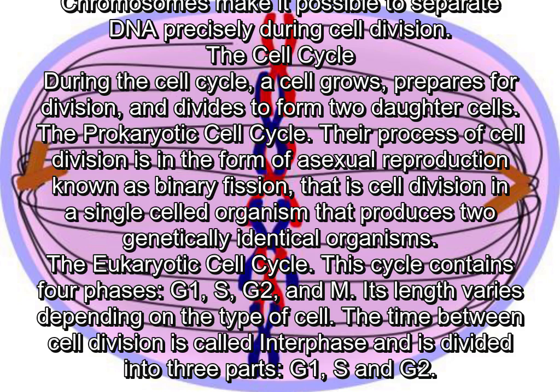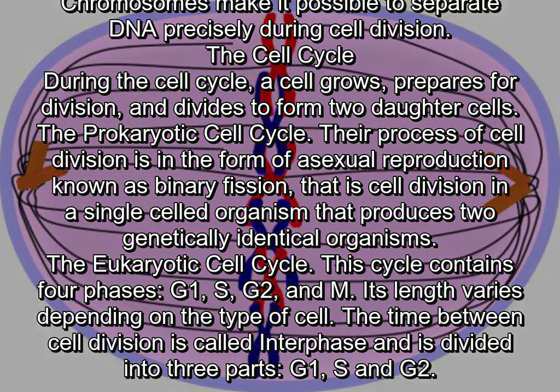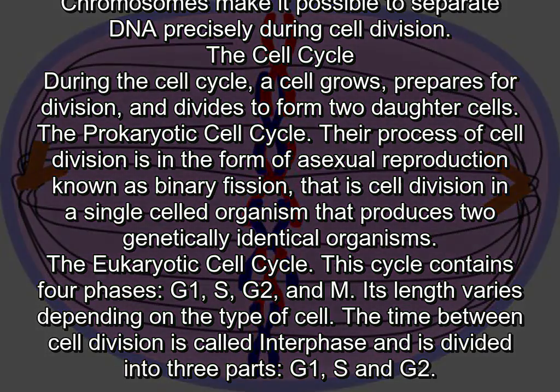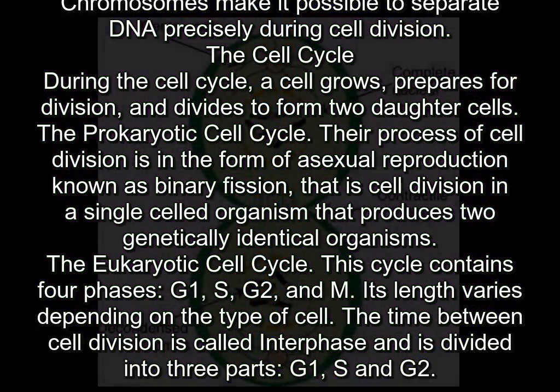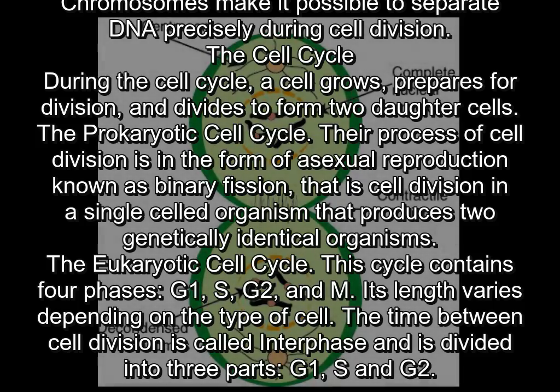The cell cycle. During the cell cycle, a cell grows, prepares for division, and divides to form two daughter cells. The prokaryotic cell cycle. Their process of cell division is a form of asexual reproduction, known as binary fission, that is, cell division in a single-cell organism that produces two genetically identical organisms. Then the eukaryotic cell cycle.